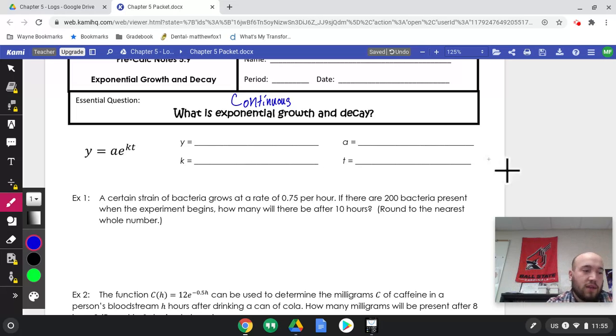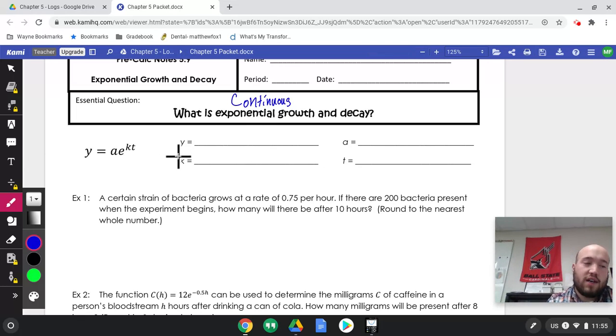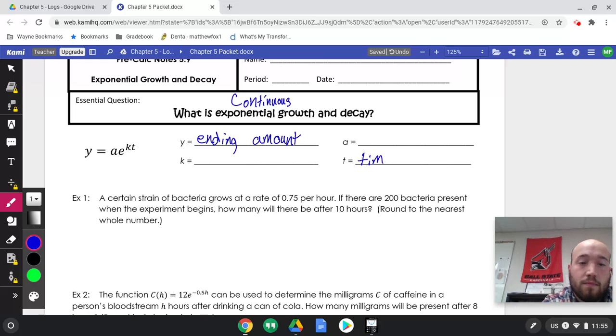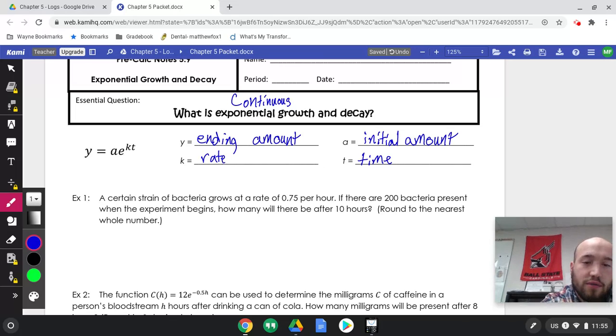So in this case, for continuous growth and decay, we know that y is our ending amount. That's kind of like our answer. That's what we get after t, a certain amount of time has passed. Now the a at the front here stands for our initial amount. That's how much we start with. And then k is the rate at which the growth or decay occurs.